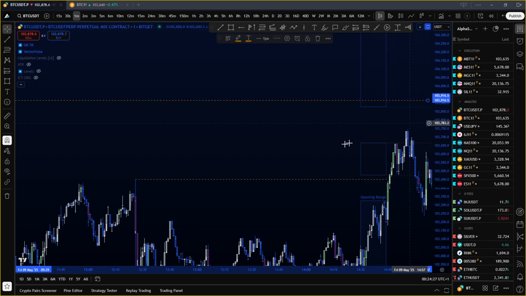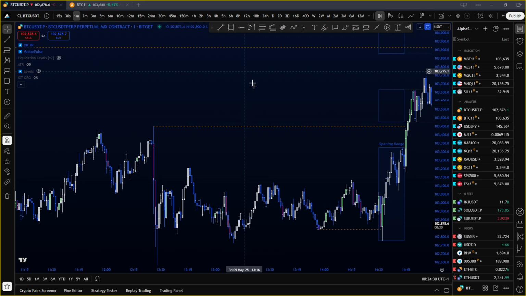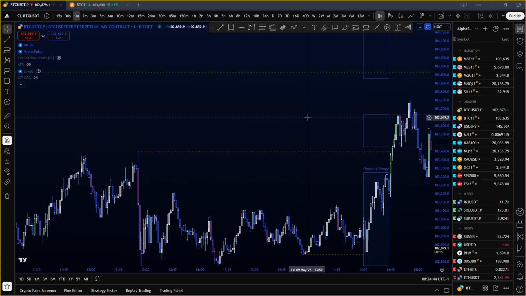But at least some liquidity has to be taken. That's the logic. So wait for the opening range to be formed. After that, wait for some liquidity to be taken, preferably. I say preferably simply because it makes it a little higher probability. Wait for it to happen inside one of the deviations.